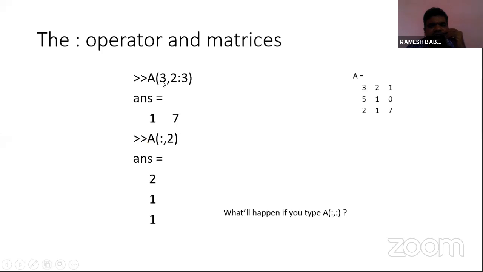A colon operator 3, this means all the 3 columns, and 2 colon 3 means the second column and third column only. Whereas here all the rows will be considered. So all the rows and only those columns. So this column indicates all the rows will come, only the second column will come. So let us say you use A colon comma colon. The colon comma colon will indicate obviously all the values of A.